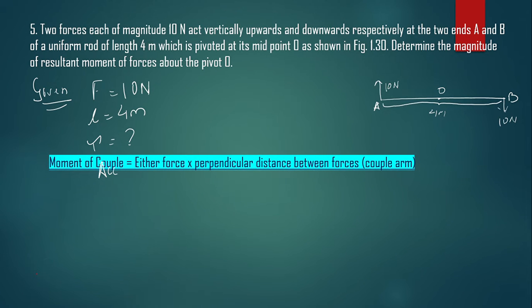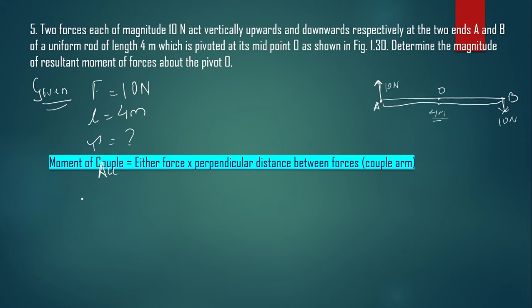Now according to moment of couple, it is either force into perpendicular distance between the force or the couple arm. So the torque or the moment of couple is either force you multiply with the total distance between the two forces. So one force is applied at point A, the other force at point B. So total distance is 4 meters, and since both the forces are equal, both are 10 Newton, we can take any one force.